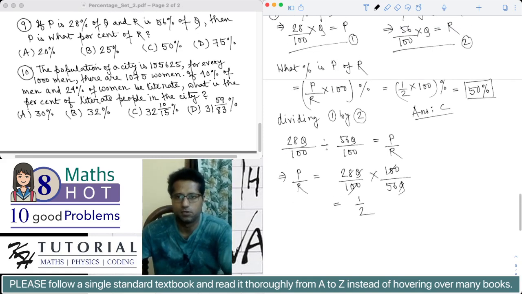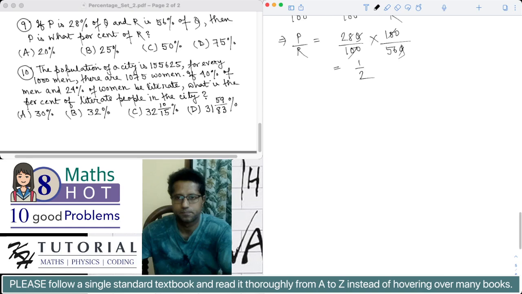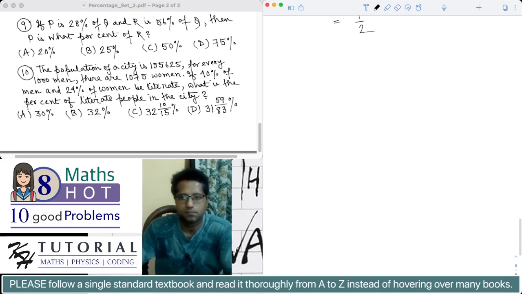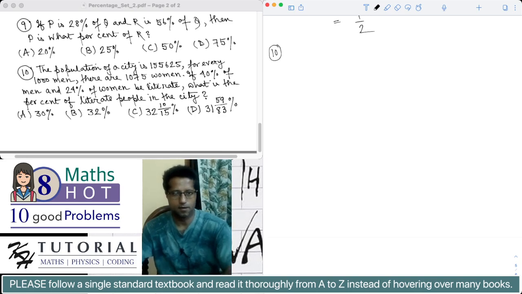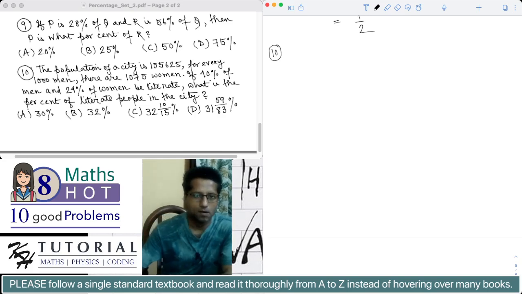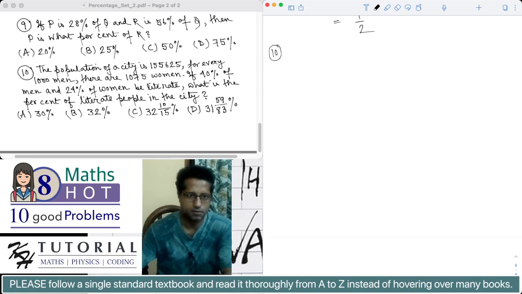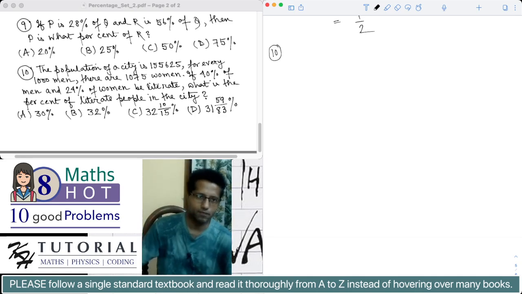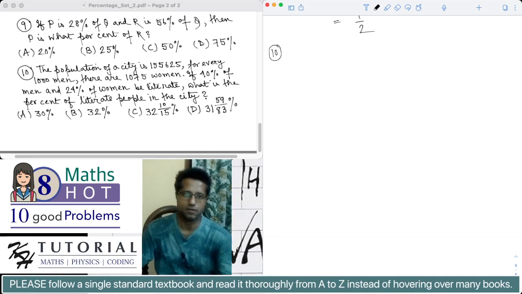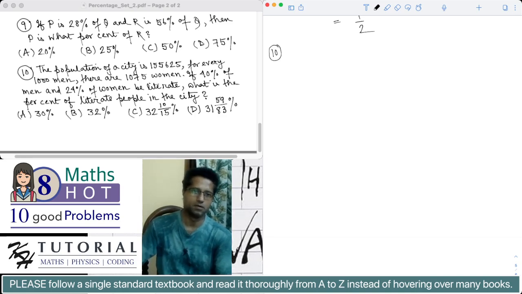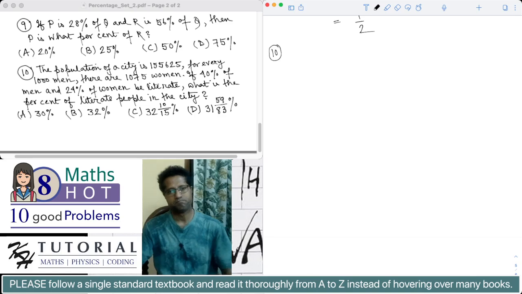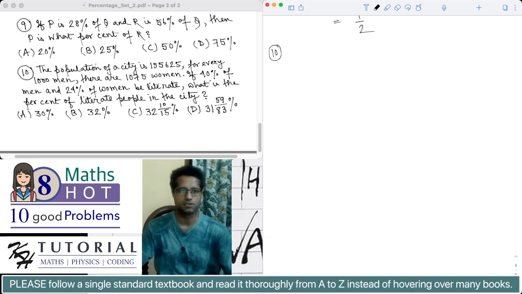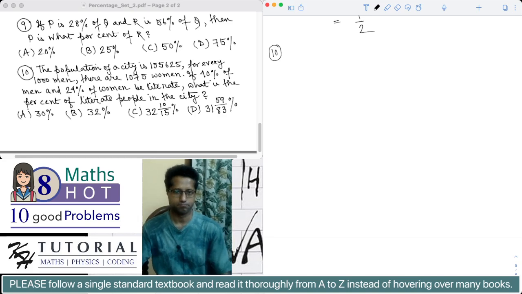Okay, let's do question number 10. The population of a city is given as a big number. For every 1000 men there are 1075 women. If 40% of men and 24% of women are literate, what is the percent of literate people in the city?